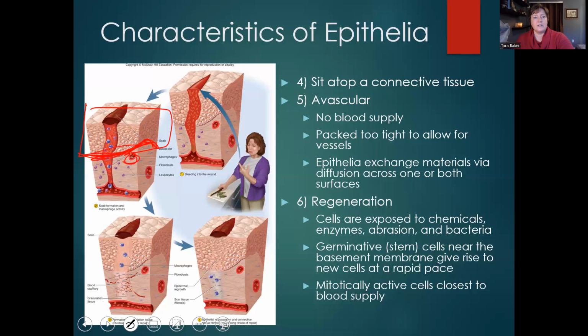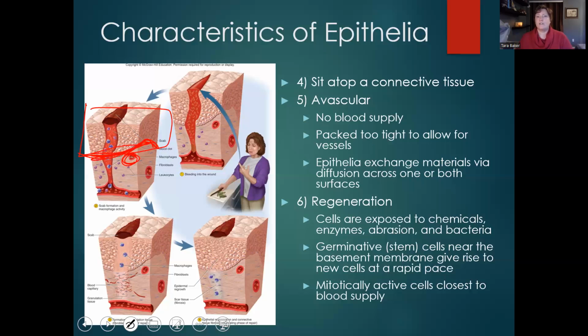And then here's the nearest blood vessel. So it is avascular. It does not have a capillary or a blood vessel inside of that epithelial lining, but there is one right below it. And then it gets oxygen and glucose and all of its goodies through diffusion through that nearby capillary.